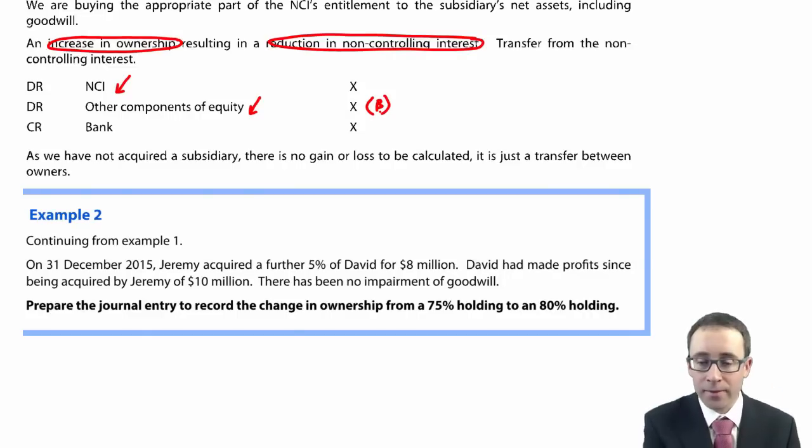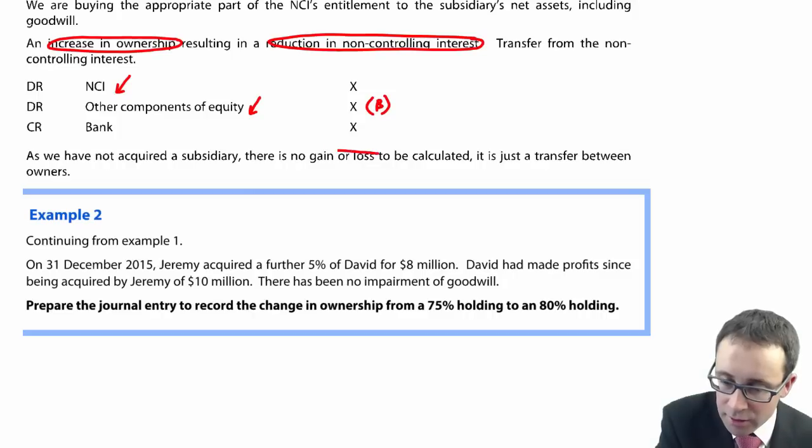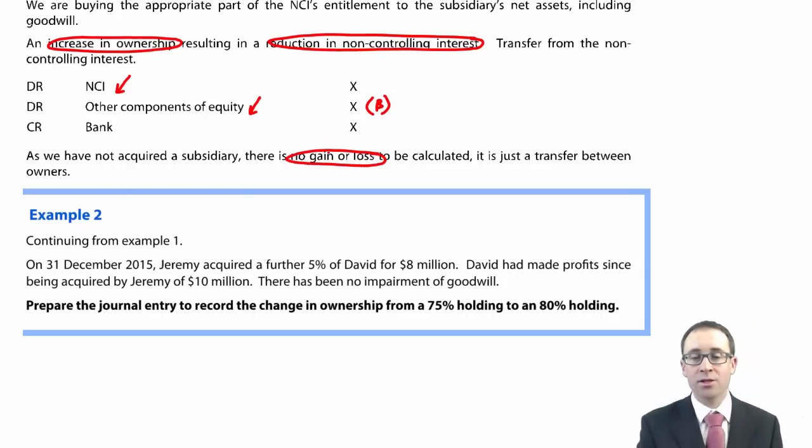Okay. Key bit is that there is no gain or loss to be calculated whatsoever. All we've done is just a transfer between owners. Okay. I've given a little bit of cash to some of the non-controlling interest shareholders, and in return, I'm getting some of their net assets and getting some of their goodwill. Okay.